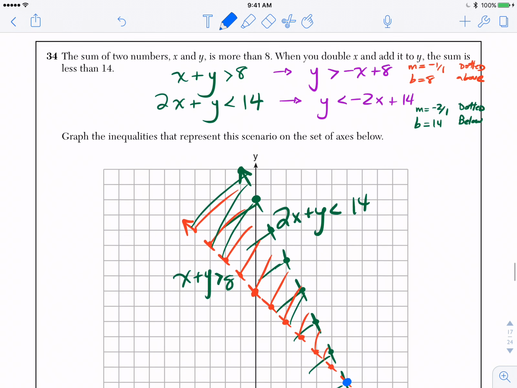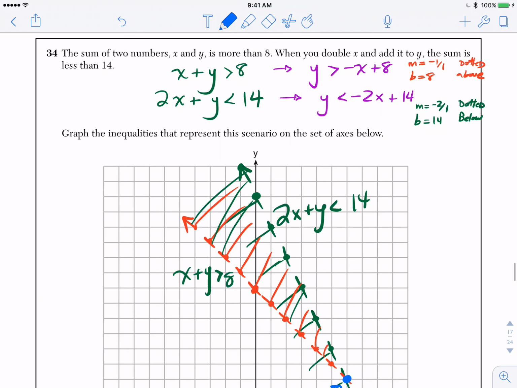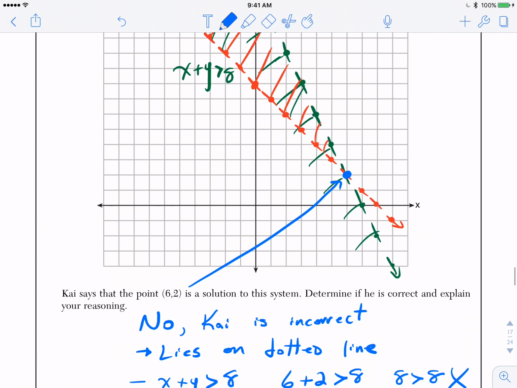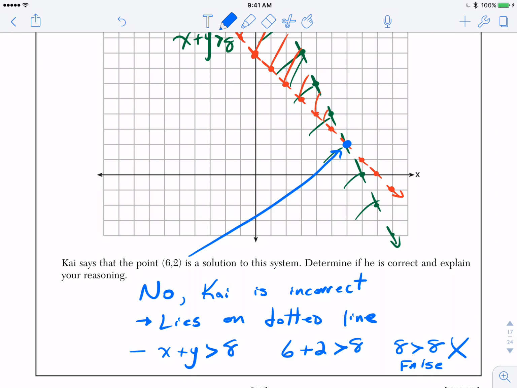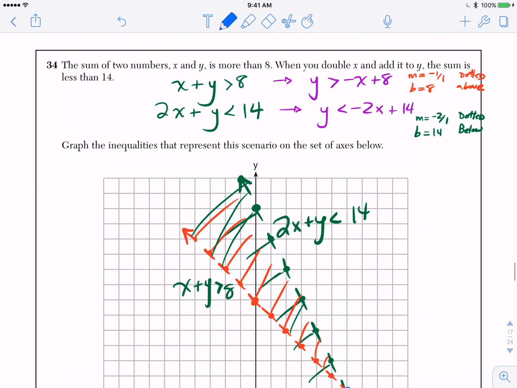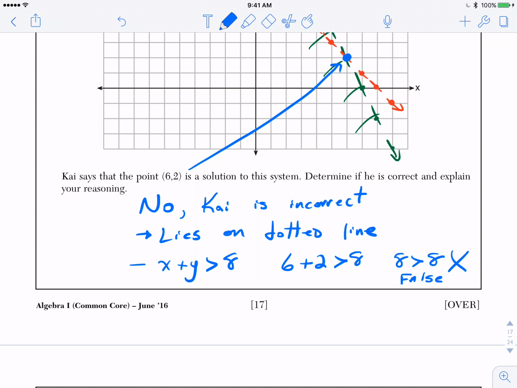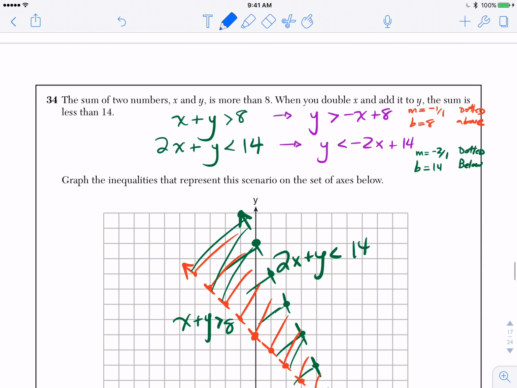And this was a 4-point question, pretty involved here. Probably looking at 1 point for just writing the inequality, 2 for the graph, roughly, and 1 for the question on the bottom. You do need some reasoning there. Yes or no by itself doesn't buy you any points. Okay, this was number 34.